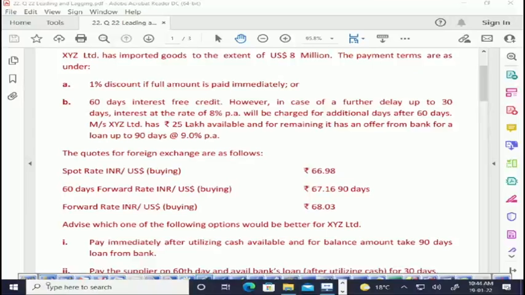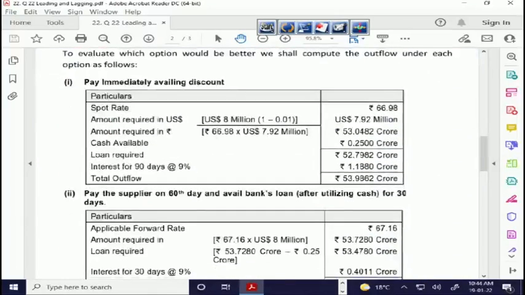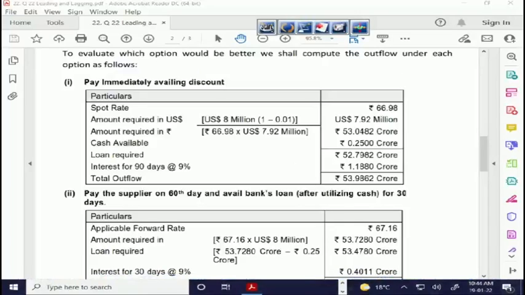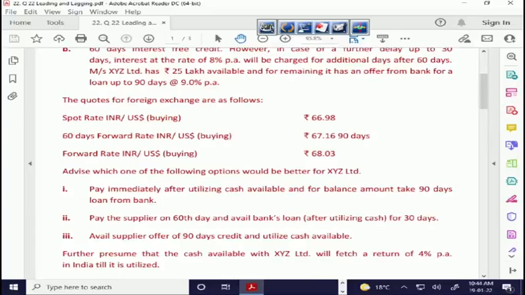Let's check the answer. 53.9862, and what have I calculated? 53.9861,186. That's perfect. Okay, so that is the first answer. Alternative 2 is pay after 60 days. So if we pay after 60 days, there's no 1% discount.